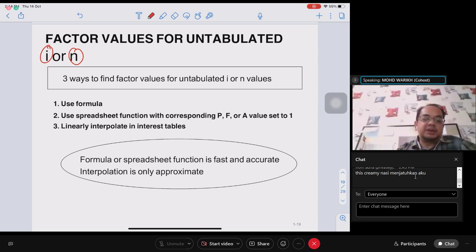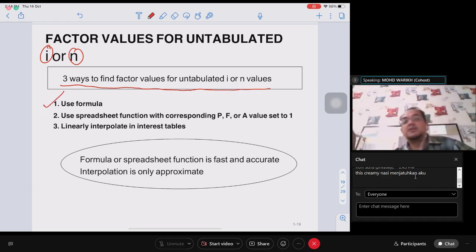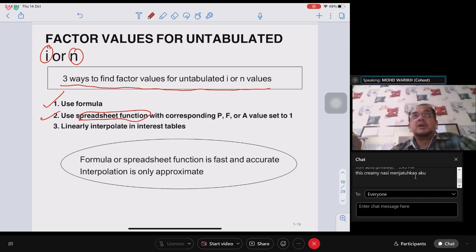That means you have three ways to find practical values for untabulated I or N. The first one is to use the formula given before. You can use it, no problem at all. The second one is to use a spreadsheet function. This one we do not discuss in detail in our scope, just to show you. In this course, we do not discuss the spreadsheet function in detail.